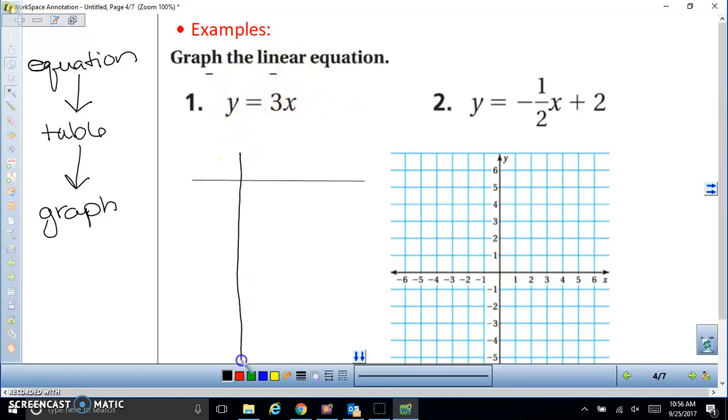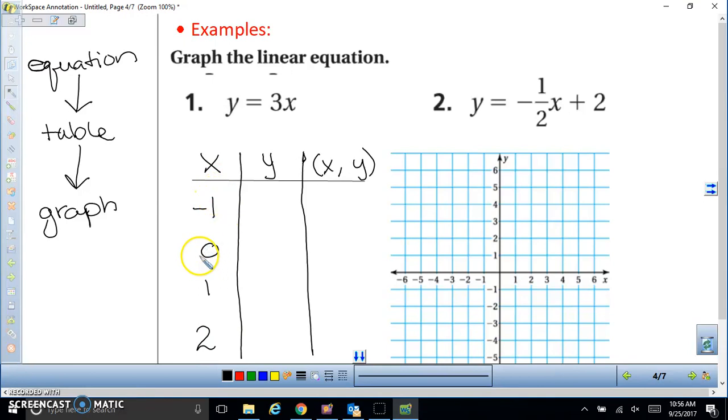Here's my suggestion. Here's my table. I'm going to make 3 columns. My first column is x, my second column is y, and my third column is going to tell me my ordered pairs. My suggestion, when you're plugging in numbers to the equation to make that table, here are the 4 that you should choose most often: -1, 0, 1, 2. I want to know what's happening when x is negative. I want to know what's happening at the origin. I want to know what's happening when x is positive, and I'm going to check that with that second one. So that's why I picked those 4 numbers specifically.